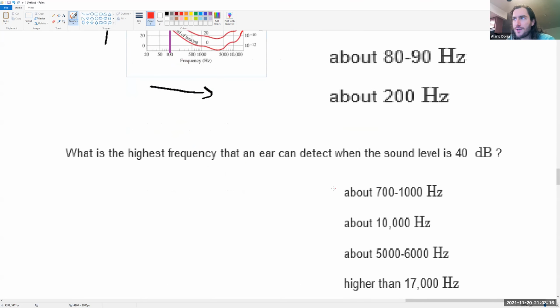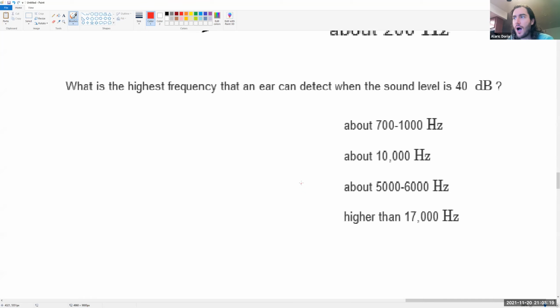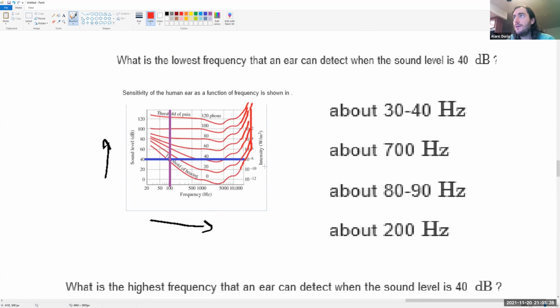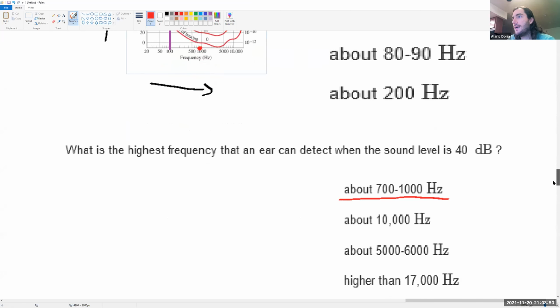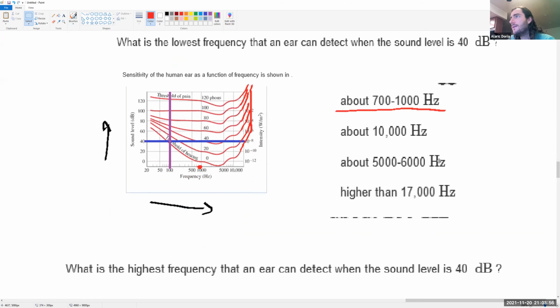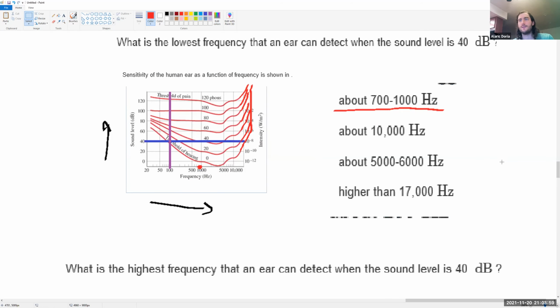Okay, so let's look at our options then. This is one of those questions where we have to check our options to really be able to answer the question. So 700 to 1,000 hertz, where is that? Well, it's right around here, in this region. Then that answer doesn't make much sense, right? Clearly the frequency that we can hear at 40 decibels is much larger than that. So I'll let you guys evaluate the rest of those answers. I'll grab these answers and move them up here so that we can see our new answers.